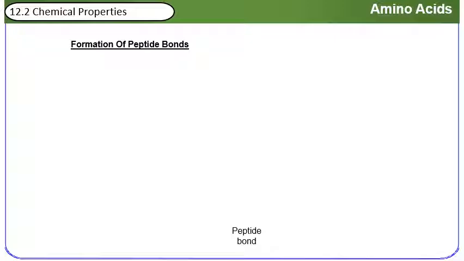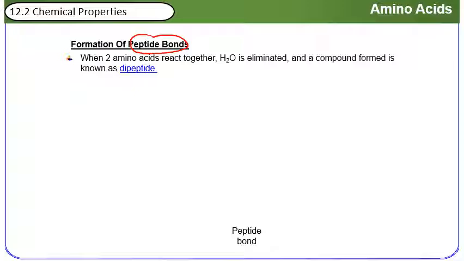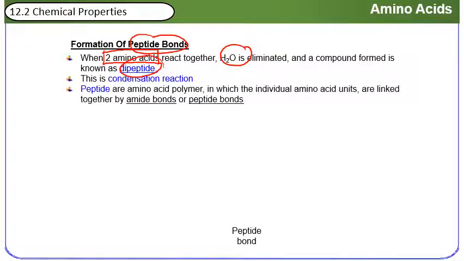Okay, next we need to learn about the peptide bond. So basically the peptide bond is formed when two amino acids react by eliminating one water molecule. The compound formed is known as a dipeptide, and the linkage is known as the peptide bond. This kind of reaction can also be considered as condensation.